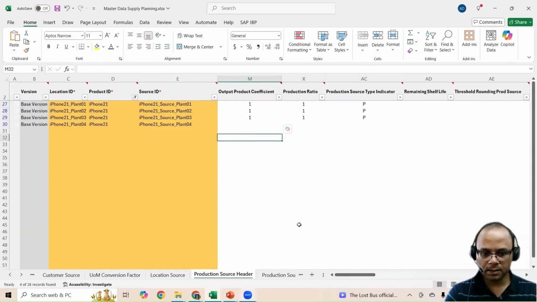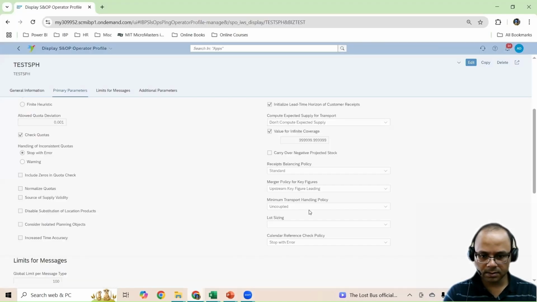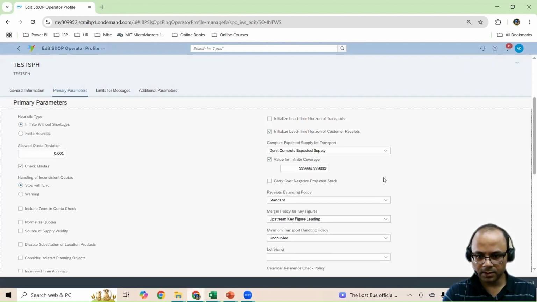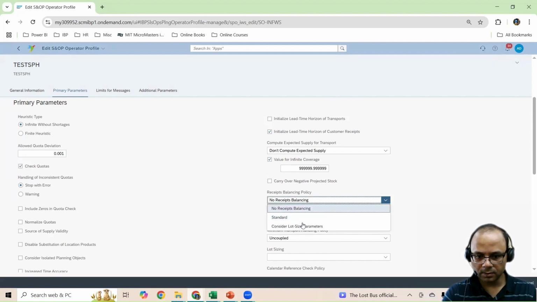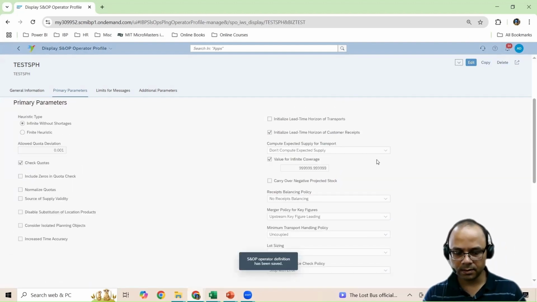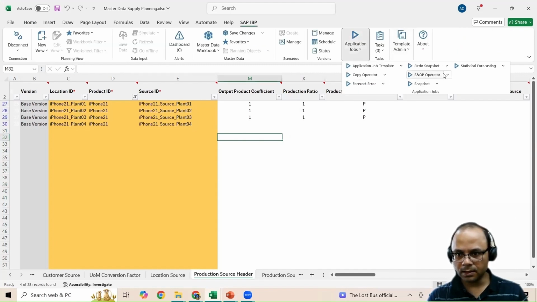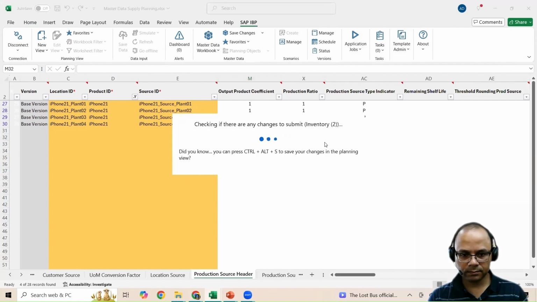So now let me see the heuristics. I have a receipts balancing policy. In the receipts balancing policy, I will set it first to no receipts balancing and see how it reacts, how it processes this. So I will go and run this operator.